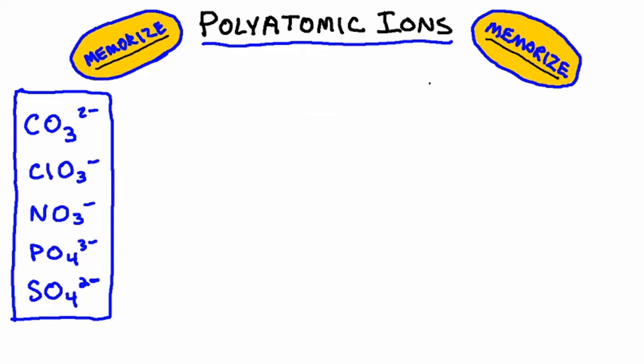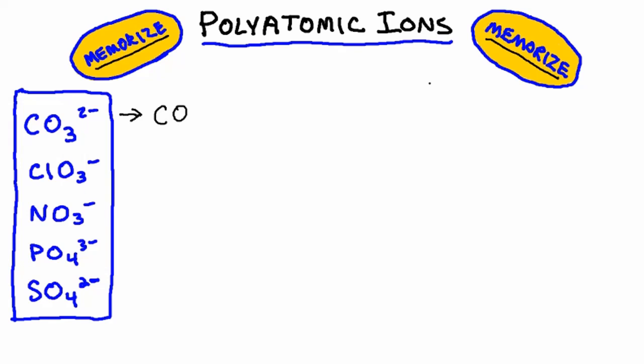Now let's go over some examples of polyatomic ions just to get you familiar with them, and then we'll go deeper into how to write these polyatomic ions, what the rules are, and some easy tricks to remember them. So this first one is going to be carbonate.